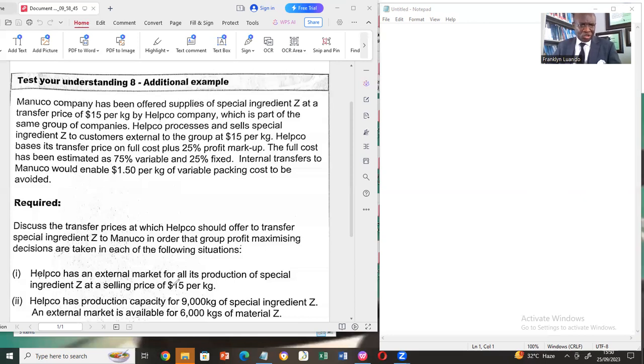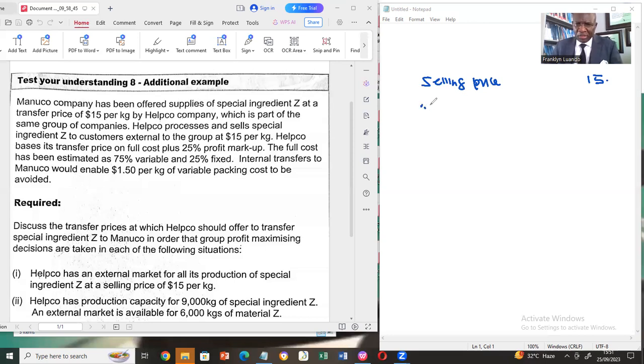Internal transfers to Manuka would enable 1.5 per kilo of variable packing cost to be avoided. That is internal savings. So now, before we can get started, we must be able to find out what was the variable cost. So we have the selling price here, which is 15. What we are given is the markup. Markup, you can't use it on the selling price. What you need is the margin. So we change the markup to margin.